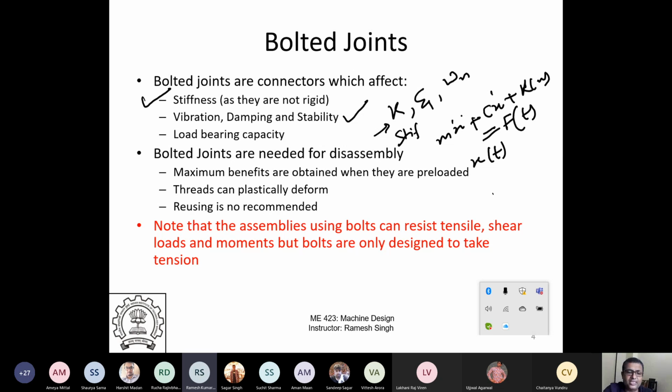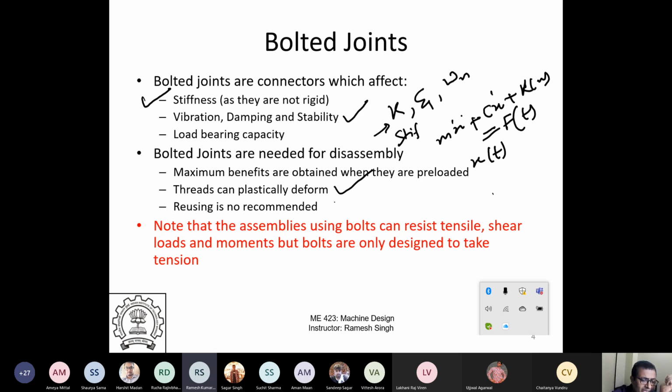There'll be more damping in this condition, I would think, because there will be more dissipation, because there's internal friction there at the interface. And load bearing capacity also would be compromised, because now the stiffness is lower with bolts, but damping is higher, and the load bearing capacity will be lower because it will have lower stiffness. And bolts, so you have taken into account for that. You have taken into account the compliances because of bolt. And then bolted joints are needed for disassembly. So maximum benefits are obtained when they're preloaded. So you will have a preloaded bolt. That's the maximum thing. Threads can plastically deform.